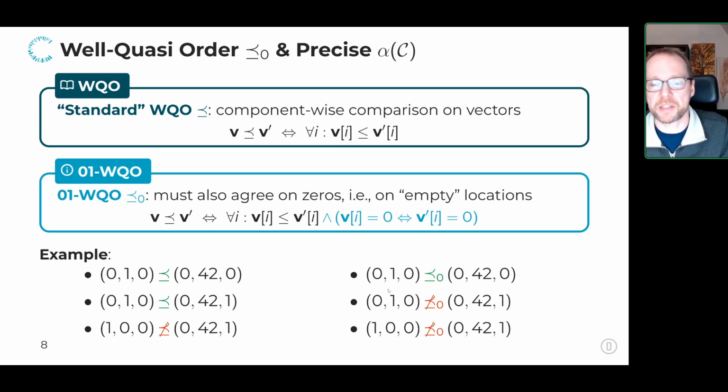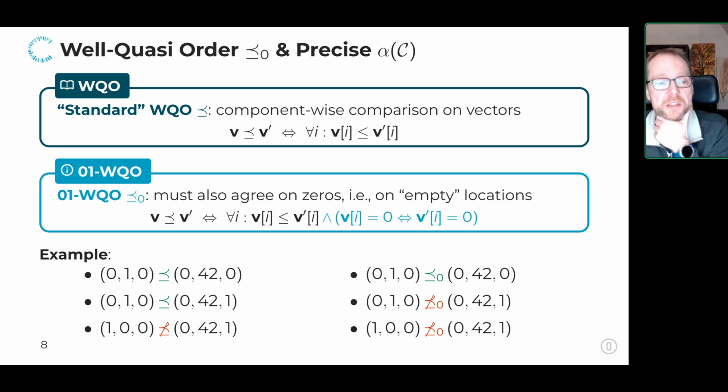So with the same examples now, 0, 1, 0 is still smaller with respect to our new well-quasi order than 0, 42, 0, because they agree on the positions where they have zeros, and in the other position, 42 is bigger than 1. But the second case doesn't hold anymore, because now we have a 0 in the third place on the left and a 1 in the third place on the right. So these two are not comparable. And the last one is also not comparable like in the first case. In this case, for multiple reasons. We don't agree on the zeros, and we're bigger here than we are here. Okay, so we have this new well-quasi order.